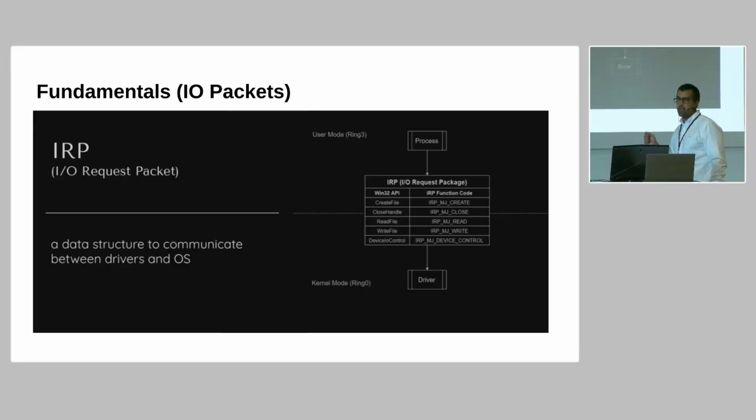IRP, I/O request packets. I'm just covering the fundamentals, so when we go into Windows exploitation, it will make more sense. So an IRP, I/O request packet, is a data structure to communicate between the driver and the operating system. Remember I said you cannot go from user space to kernel directly, so you use IRP packets to communicate with the driver. From the process, in this case IO, that's input-output, request packet, and then here I'm declaring the major functions, and at the end I'm just calling the drivers through device IO control.